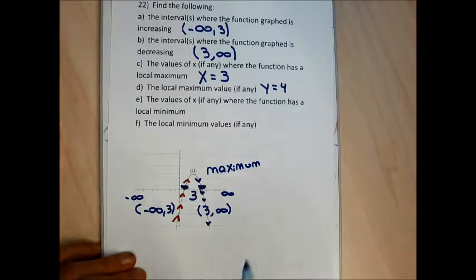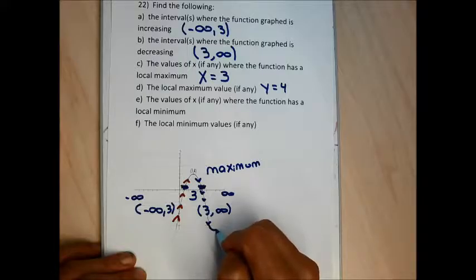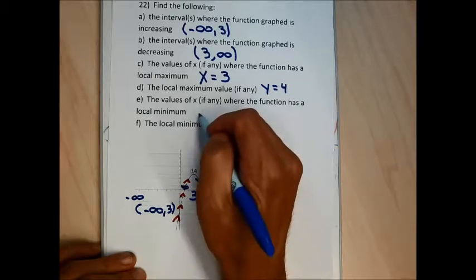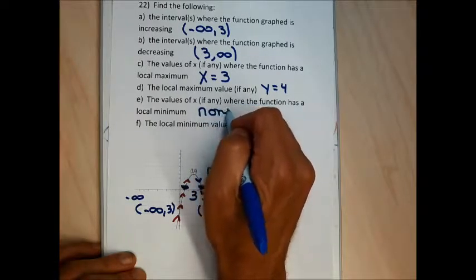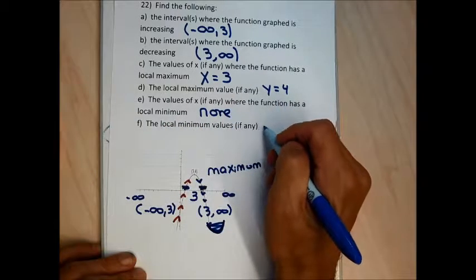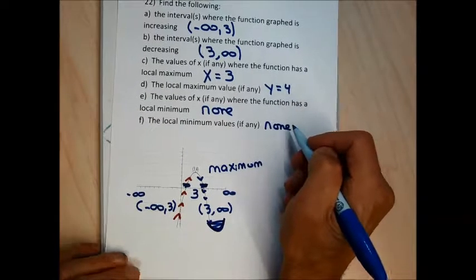This graph only has one hump, so it can't have both a maximum and a minimum value. It doesn't have a low point. It goes down to the bottom of the y-axis, but it would need to turn back up and get a little valley to have a minimum point. This graph doesn't have a little valley, so it doesn't have a minimum point. The value of x where the function has a local minimum is none, and there's no local minimum value either.